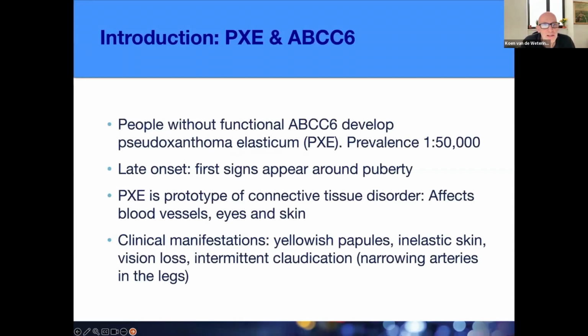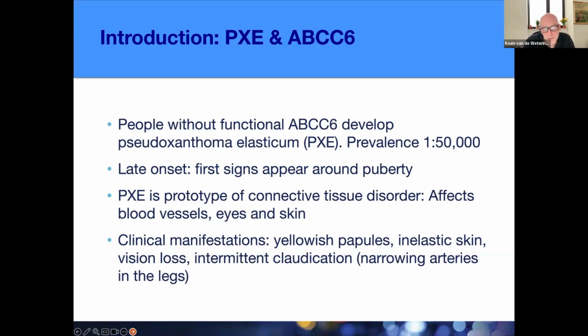Okay, first something a little bit about PXE and the relation with ABCC6. Pseudoxanthoma elasticum, or PXE, as most of you will know, is most often caused by absence of ABCC6, by mutations in the gene encoding ABCC6. There are a few exceptions, but in 95% of cases, ABCC6 is affected in PXEers. It's a late onset disease, which means that the first signs appear around puberty, so in the second decade of life.